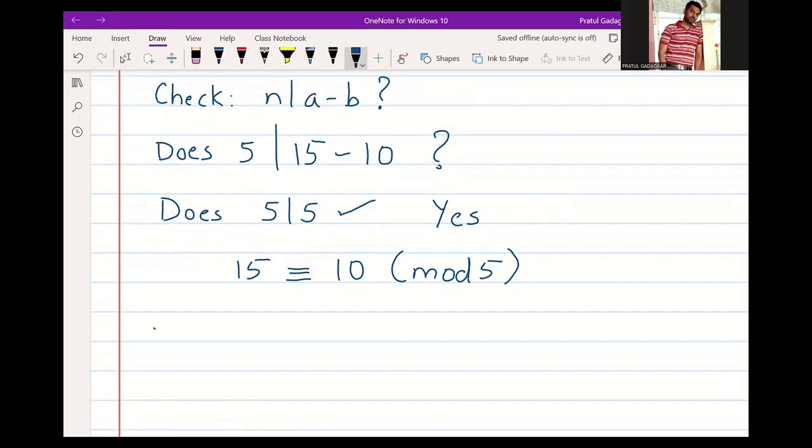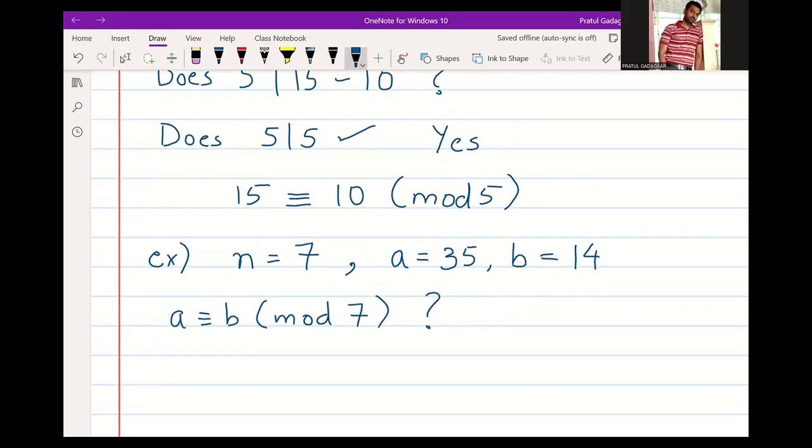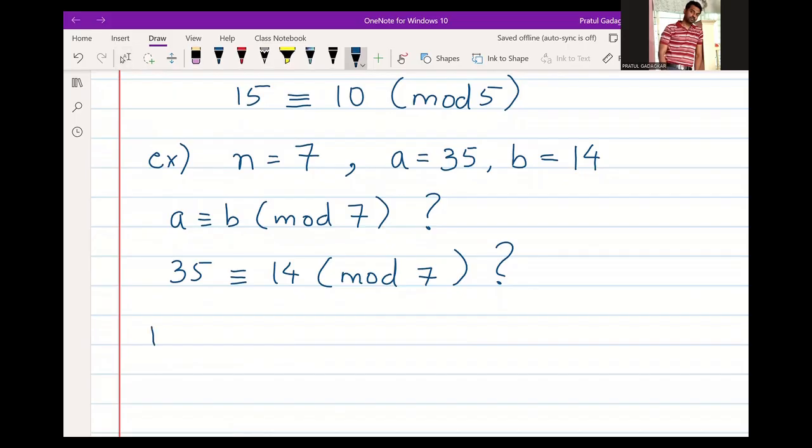Okay, let me take one more example so it will be clear. Let me take n equal to 7, a is 35, and b is 14. So is a congruent to b modulo 7? Means is 35 congruent to 14 modulo 7? This is what we are asking. You have to ask yourself a question: does 7 divide 35 minus 14?